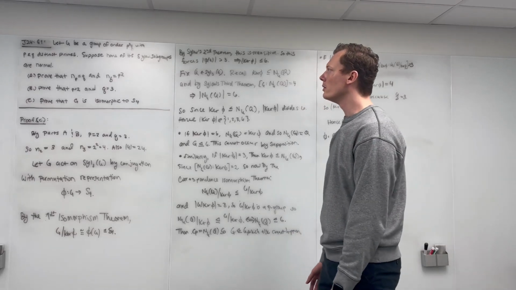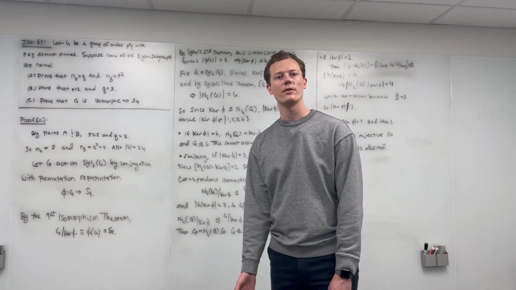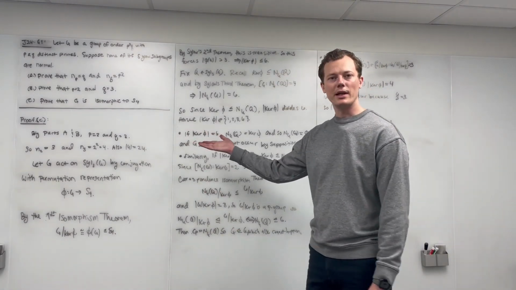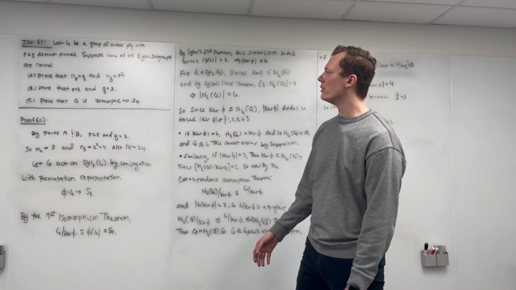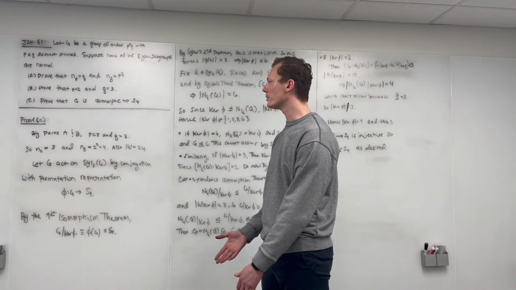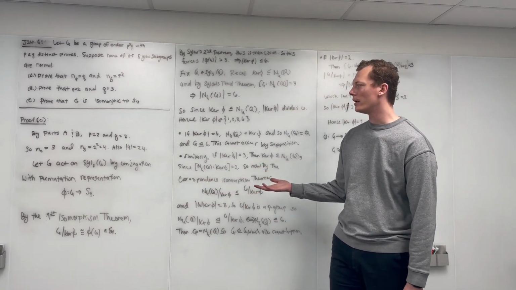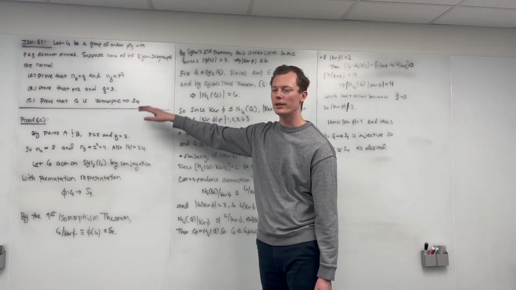Okay, so we're still working on group theory problem 1 from the January 2024 qual. And so we want to prove part C now. And so the proof of part C goes as follows. So we're going to recall by parts A and B that P is equal to 2 and Q is equal to 3. This is what we found in part B.